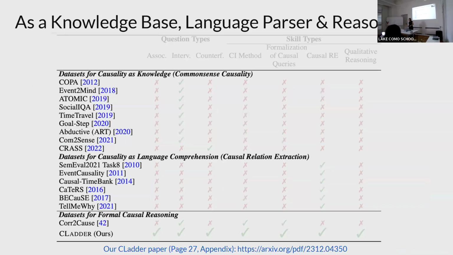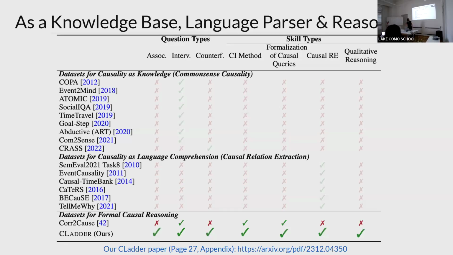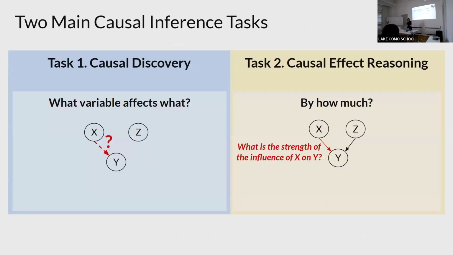And moreover, in today's talk, we will also put a higher emphasis on covering reasoning skills, because that is the one that can lead us too far. So what we mainly focus on in today's talk is two types of typical reasoning skills. The first one is called causal discovery, namely what variable affects what.